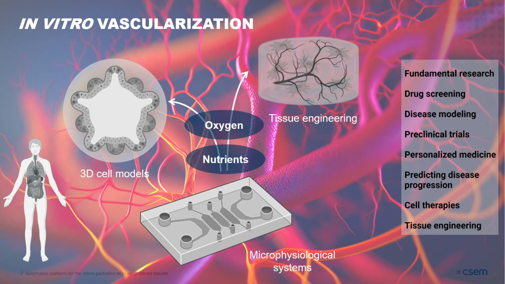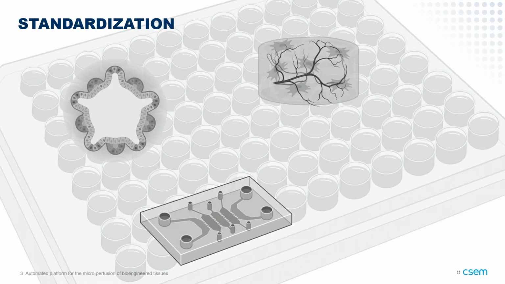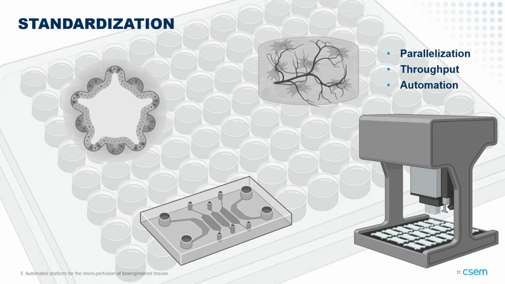At the same time, as mentioned before, we need to standardize our technologies. We need to have more reliable data. We need to parallelize the data to increase the throughput. And for that, many researchers are using the multi-well plate format, as we also saw just before, as it is quite convenient to parallelize the experiments. And in order to parallelize well and increase the throughput, automation is also needed to bring these models a step further.